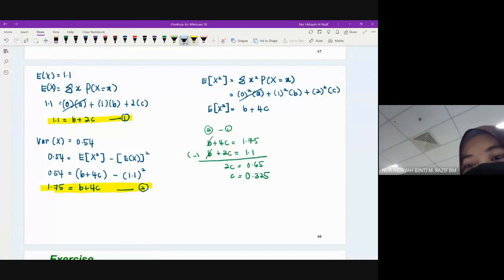Okay, dah dapat nilai C. Selesai ke? Belum. Jawapannya belum. We have to find nilai B. So, untuk dapat nilai B, I believe tak ada problem. Kita ganti sahaja nilai C ke dalam mana-mana satu equation. So, I'm going to use equation 1.